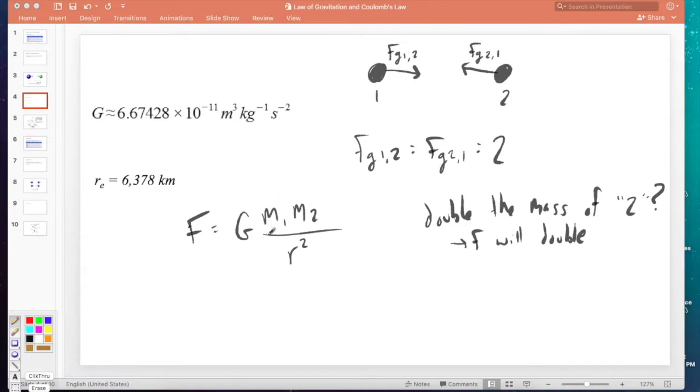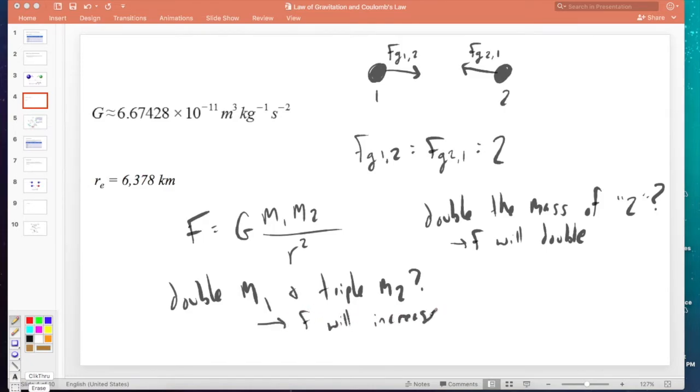What if I double the mass of object 1, double M1, and triple M2? What's going to happen to the force? The force will increase sixfold. It'll be multiplied by a factor of 6. If I double this number, triple this number, that's an increase by a factor of 6. So the force will also increase by a factor of 6. That's pretty simple, I hope.